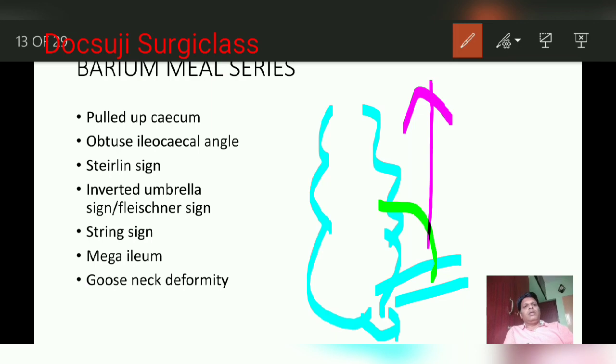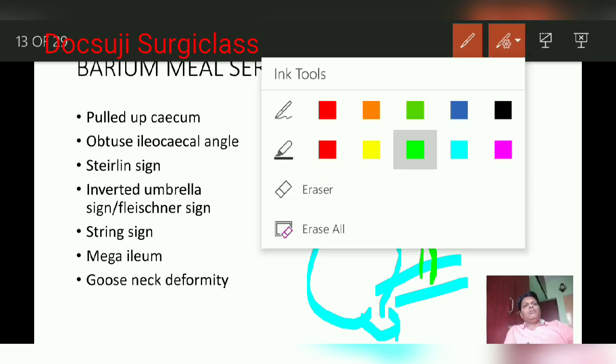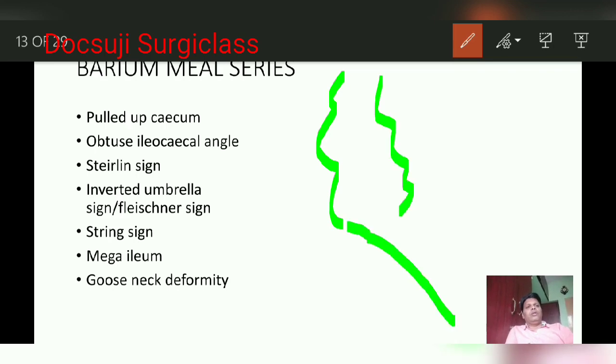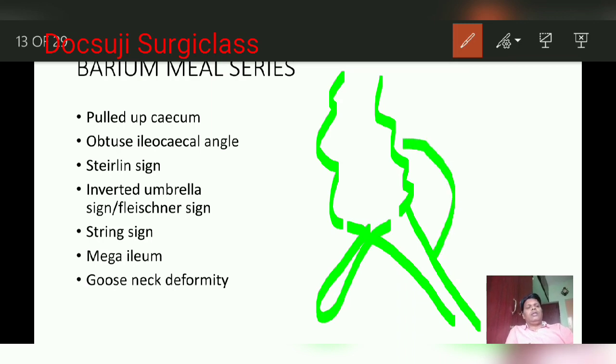So this is the angle. This angle will also be varied. That is because of the pulling of the cecum. For example, you got the cecum. If the cecum is pulled up, what will happen? The ileum will be like this. So this angle will be obtuse in nature. This angle is called the ileocecal angle. It will be obtuse in nature.